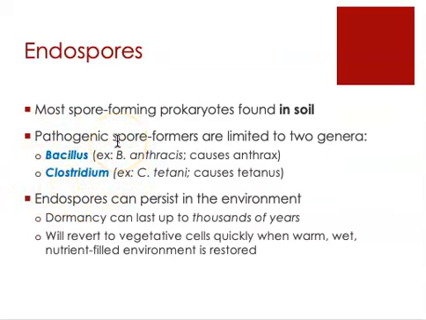Any pathogenic organism whose name starts with Bacillus or whose name starts with Clostridium is a spore former. For example, there's an organism named Bacillus anthracis, and this is a spore-forming type of bacteria that causes the disease called anthrax. There's a bacterium called Clostridium tetani, which is the bacterium that causes tetanus. Both of those are pathogenic bacteria that are capable of forming spores.